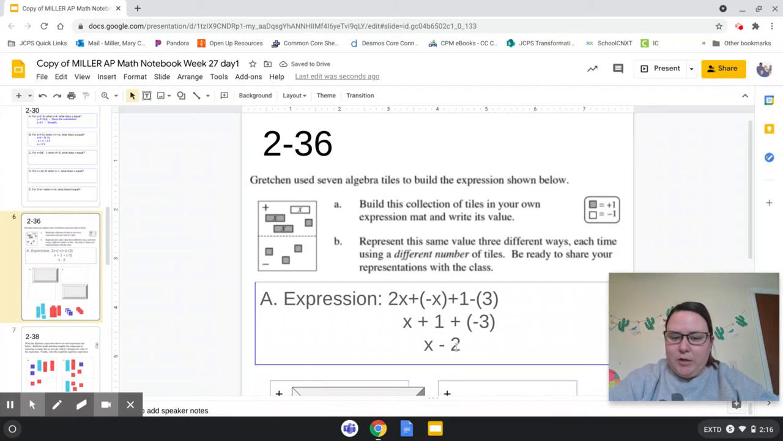Okay, then we're going to combine our last set of zero pairs or combine like terms. 1 plus negative 3 gets me negative 2. So simplified, this expression is represented as x minus 2. Even though there's a whole bunch of things on here, when we simplify it, this value is worth x minus 2.